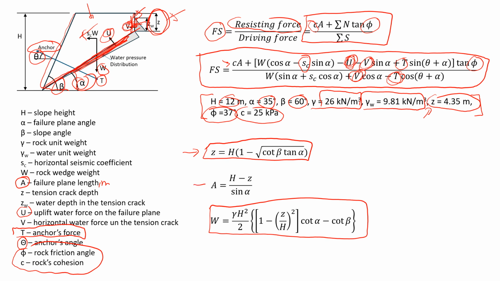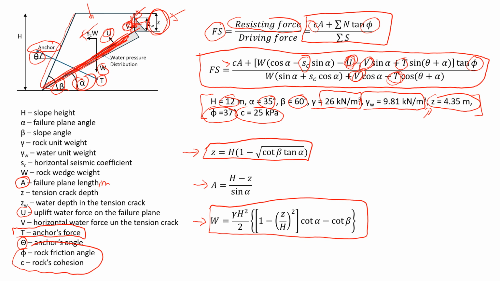Then we'll estimate value A, which is the length of the failure plane. And then we're going to estimate the weight of this rock mass. And after that, we'll look at a few different cases when we have a dry slope, we have pore pressure, we have seismic coefficient and anchor. Okay, so let's start with value of Z.